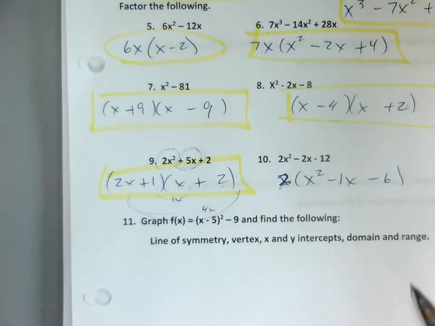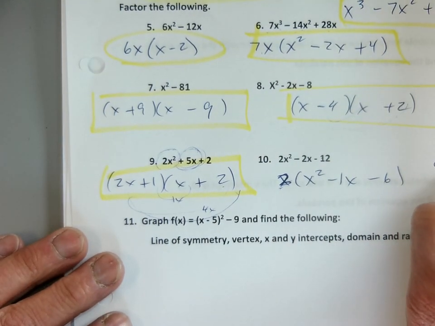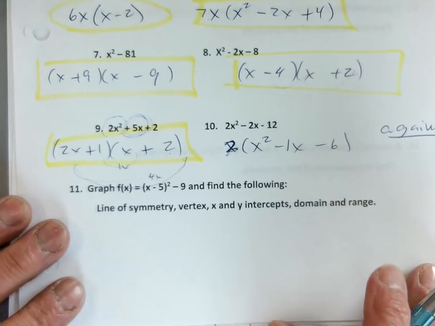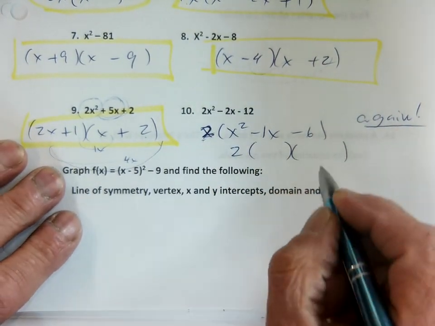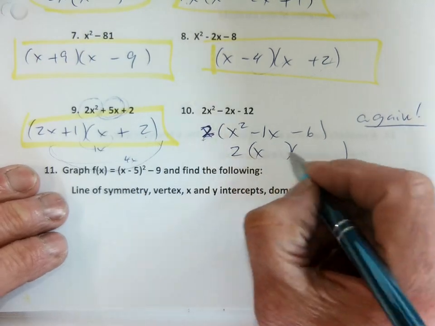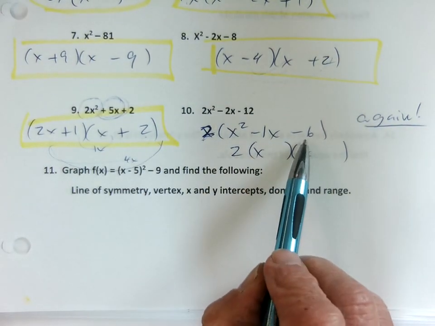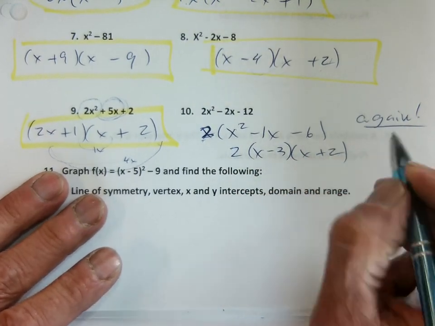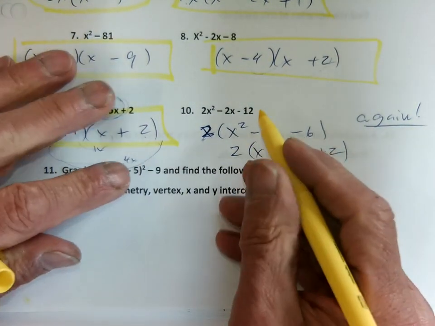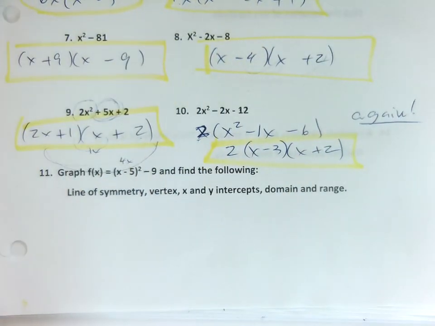Now, this can be done again. We can factor this one again. How does that work if I do it again? Well, keep the 2 there, and I think I can break up the x squared into x and x. Negative 6 can be a negative 3 and a positive 2 because those two will combine to make the negative 1x. Okay. Okay, number 11.